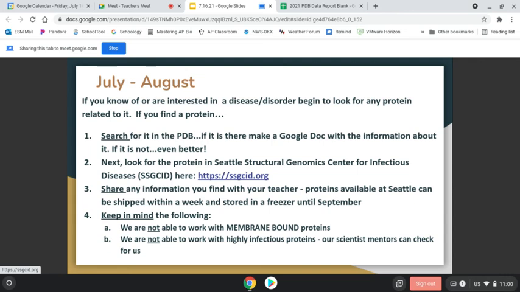Proteins that are available at Seattle, we can have them shipped to our houses. We can usually get them within a week or so, and we can store them in a freezer and then bring them over to the school in September.